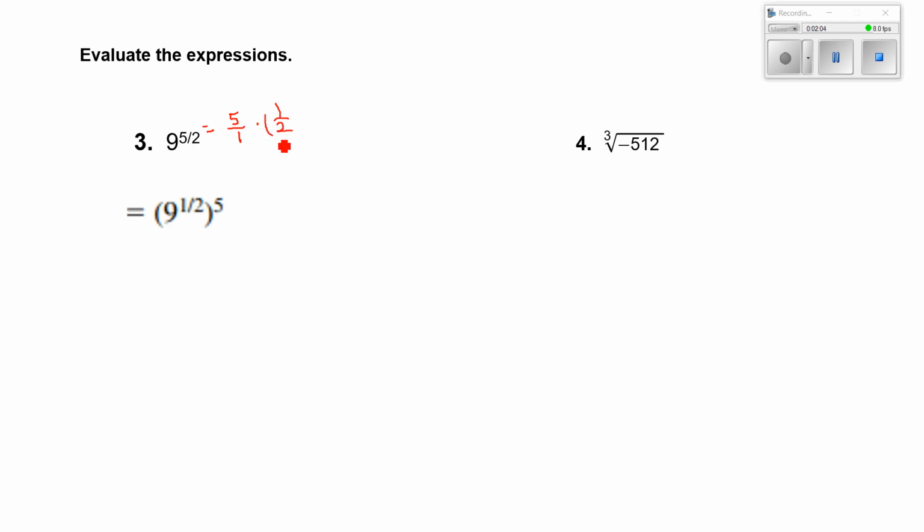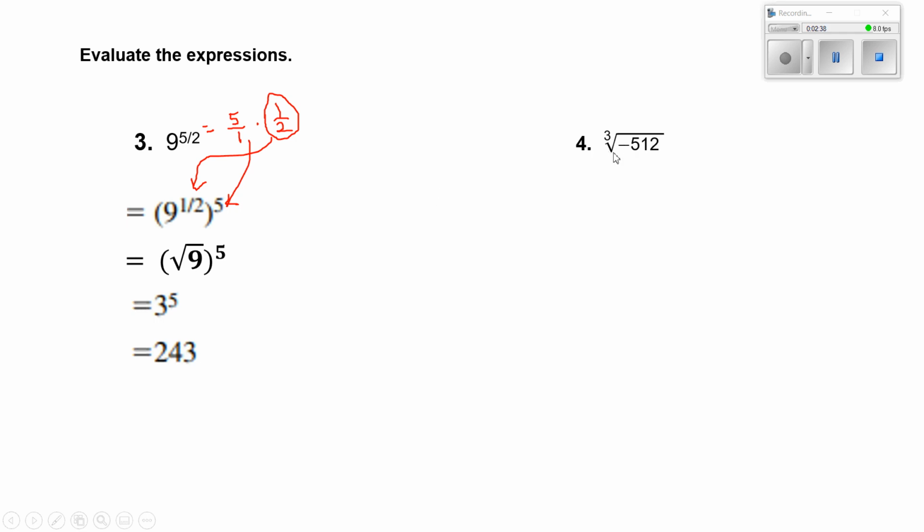So the 1/2 here is getting brought to the power inside. Now we got a power to a power. 5 over 1 is just 5, so they brought that over here. And so now I got 1/2. Remember, whenever I have a denominator of 2, I'm going to find the square root of the base. So that's going to be the square root of 9 to the 5th power. The square root of 9 is 3. So now we have 3 to the 5th power. 3 times itself 5 times is going to give us 243.